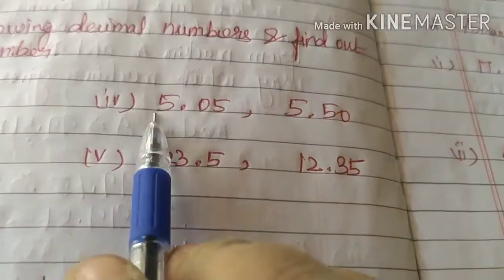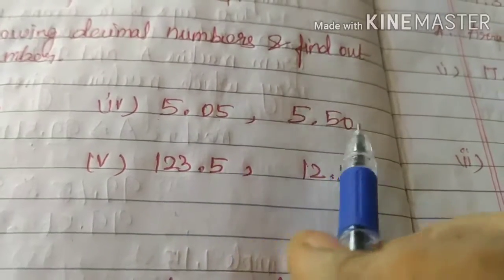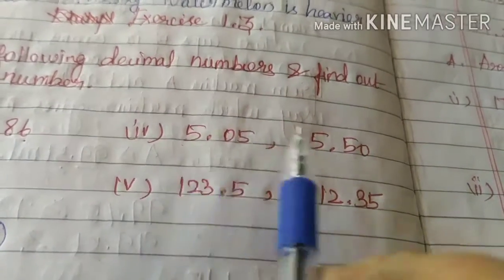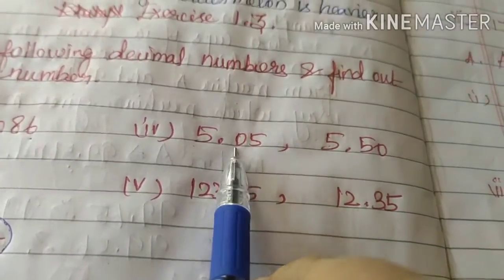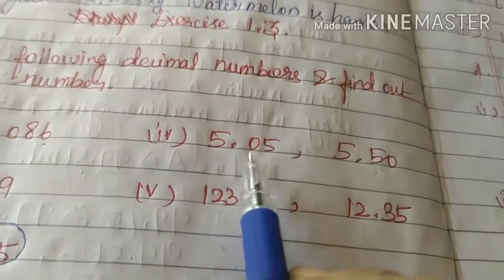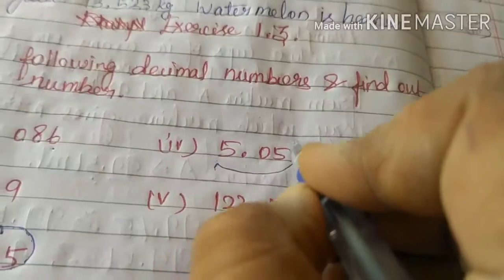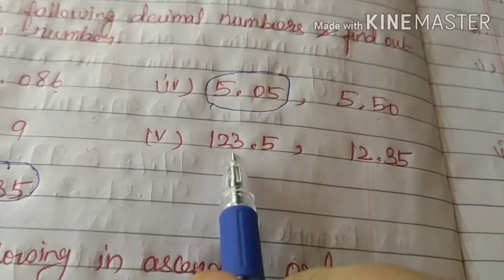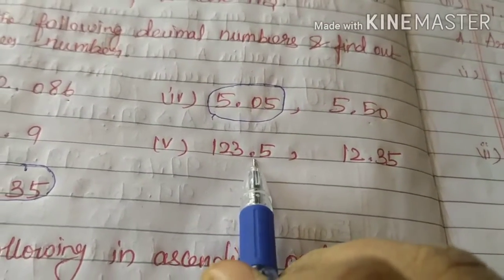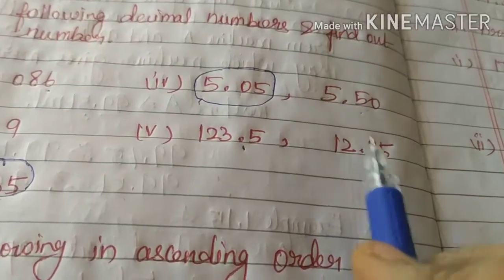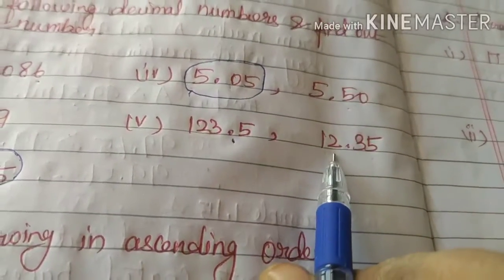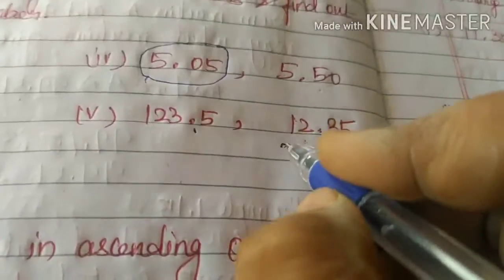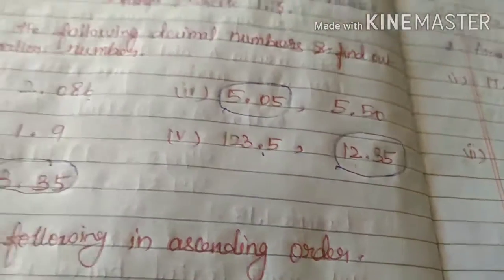So next move on to the 5.05, 5.50. Here what place is this? Whole number part is same, 5. Then 10th place is 0. Here 10th place is 5. So 0 is less than 5. So 5.05 is the answer. Okay. So next 123.5. Okay. Here 12.35. Which is smaller? 123 smaller or 12 smaller? In whole number, 12 is smaller. So 12.35 is the smaller number.